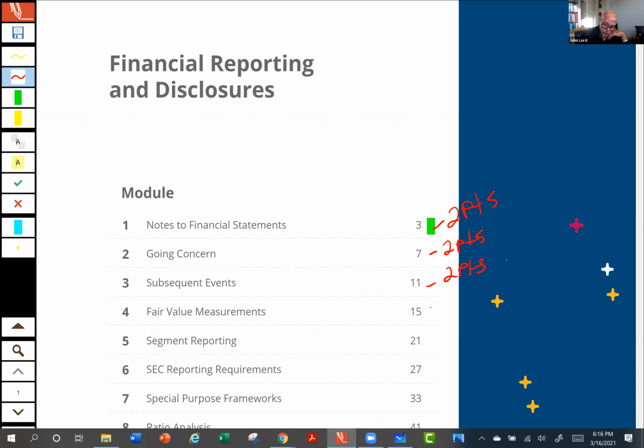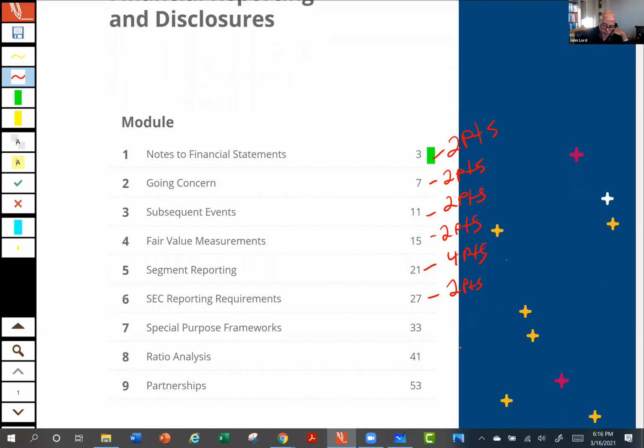Fair value measurement, 2 points. Segment reporting, maybe 4 points. I don't know, but not a lot there. SEC reporting, 2 points. Special purpose framework, 2 points. Now, the only thing about this, they kind of trick you here. They call it special purpose framework, and then they don't say much more.